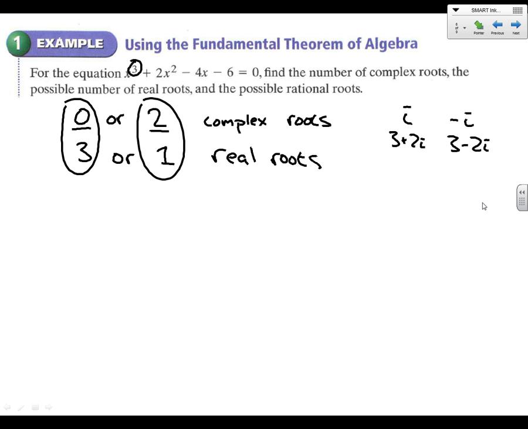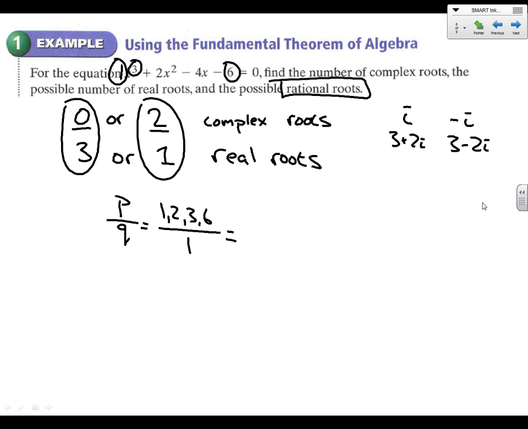So we add up the imaginary and the real, and we get the total number of roots. All right, what are the possible rational roots? Remember that we're going to do p over q, factors of 6, which are 1, 2, 3, and 6, over the factors of 1, which is just 1. So the possible rational roots are plus or minus 1, 2, 3, or 6, because if you divide by 1, it doesn't change your answer.